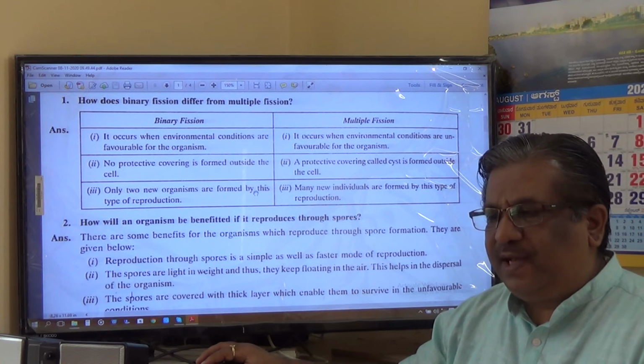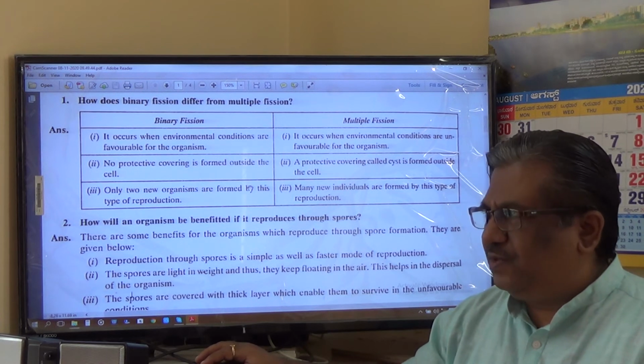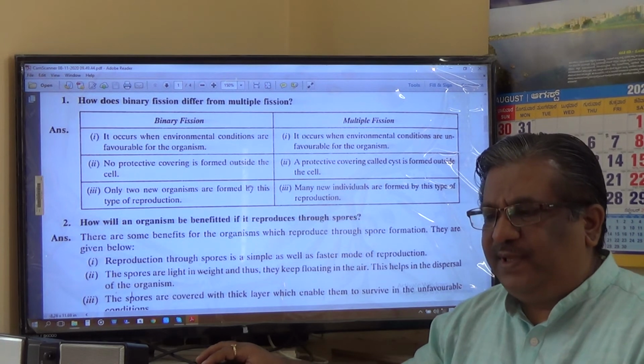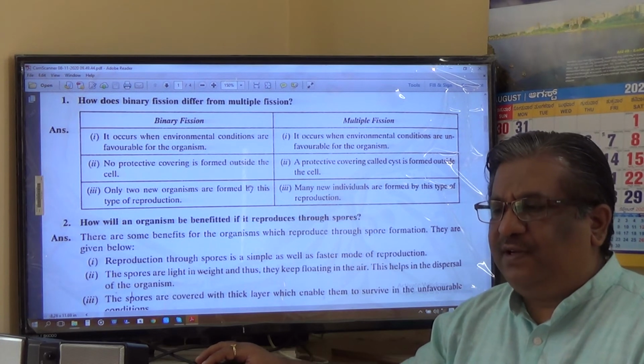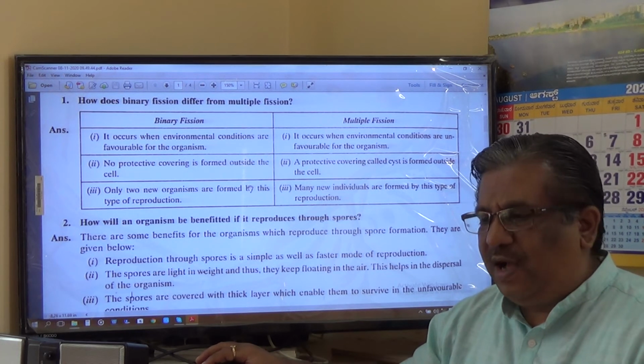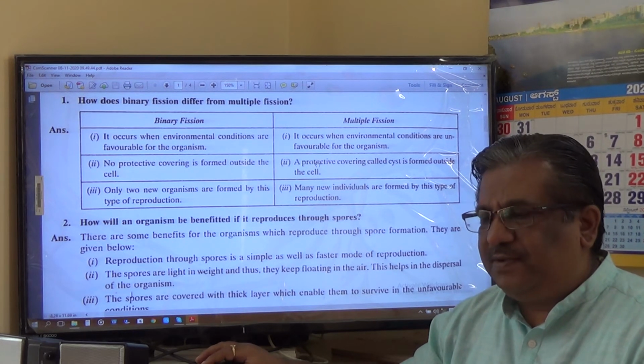And examples you can give. See, giving an example also is important. Sometimes you will be asked to distinguish between the two with examples. Where is binary fission observed? It is observed in amoeba. What about the Plasmodium, malarial parasite? You can observe the multiple fission.